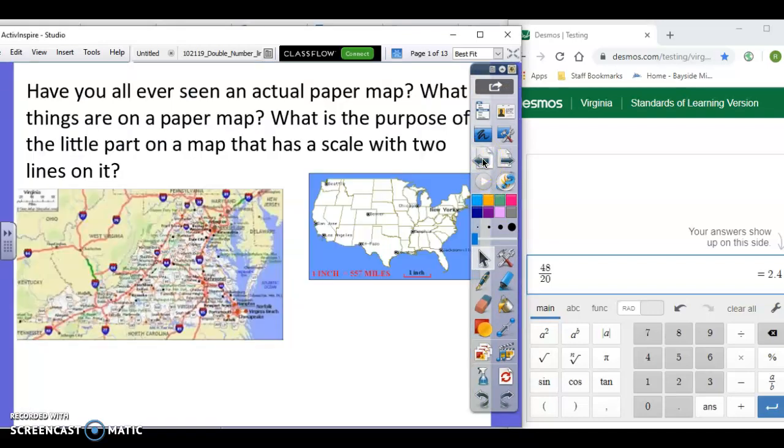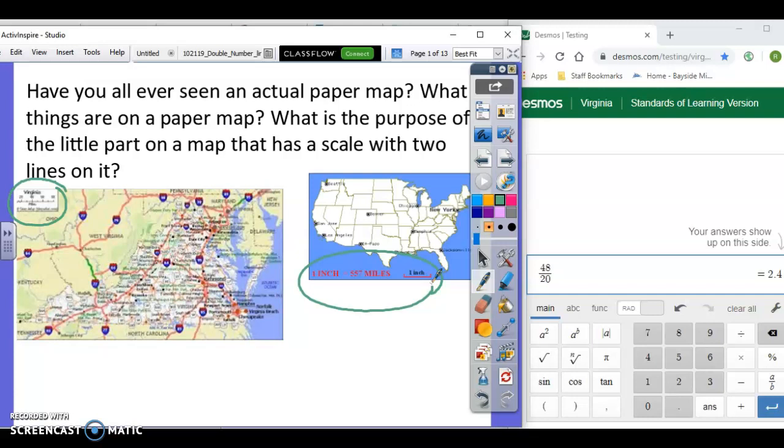So here's our warm-up. It says, have you all ever seen an actual paper map? What things are on a paper map? What is the purpose of the little part on a map that has a scale with two lines on it? So when you look at the first map, our scale is here. And on the second map, our scale is here. So what's the purpose of that? So go ahead and write your answer in your notebook, press pause on the video, and then once you've written your answer down, press play.